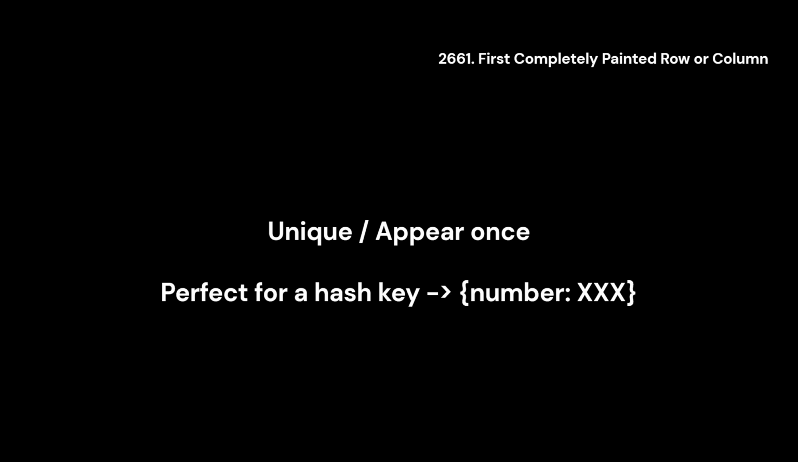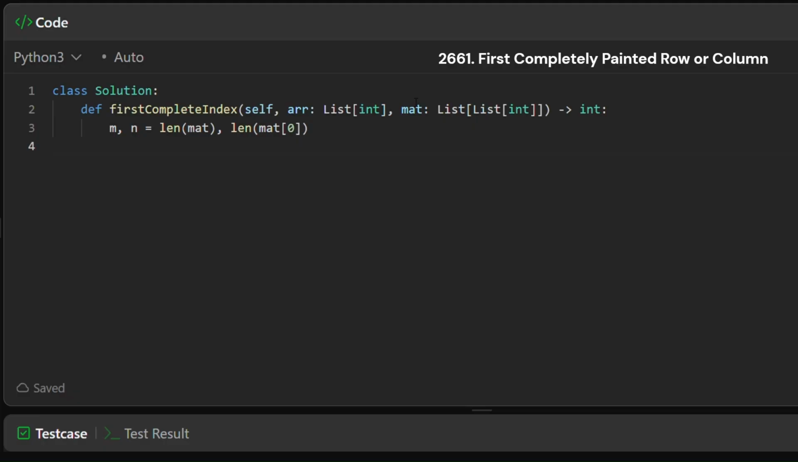The next problem is a perfect example of dealing with unique numbers. Whenever a problem mentions that numbers are unique or appear only once, we can treat each number as a key in a hash map. With that in mind, we map every value in the matrix to its row and column.